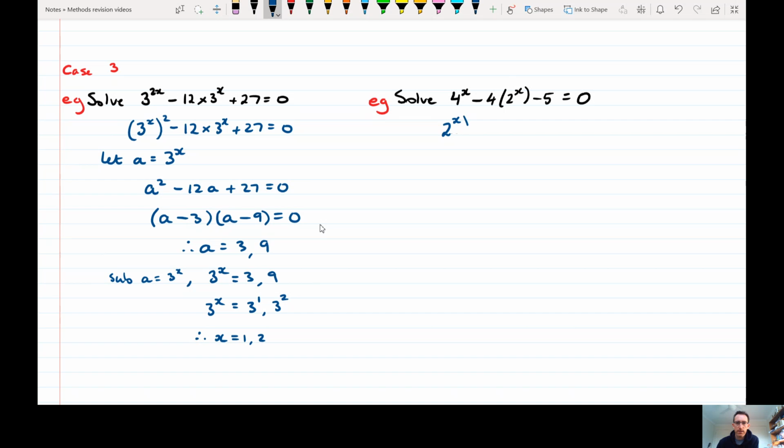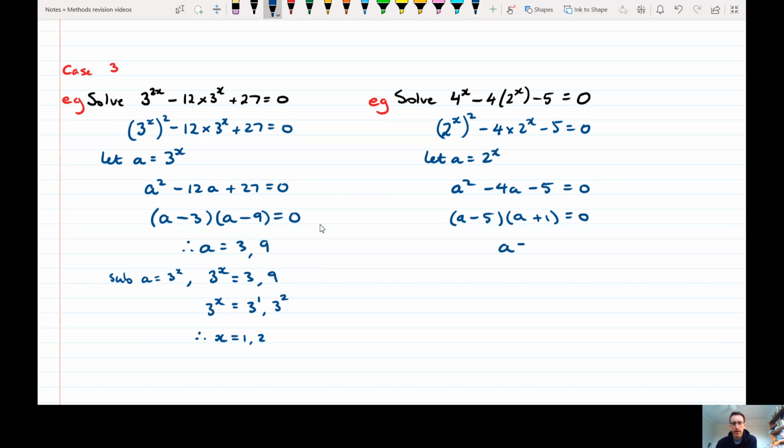So it's 2 to the x, well, with real numbers anyway, squared, minus 4 times 2 to the x, minus 5 equals 0. And we're going to perform the same trick we did before. So you're going to let a equal 2 to the x, and it turns it into a simple quadratic. Then we should be able to solve. Factors of -5 that add to -4, well, that's going to be a minus 5, a plus 1. And we're going to be left with a equals -1 and 5.